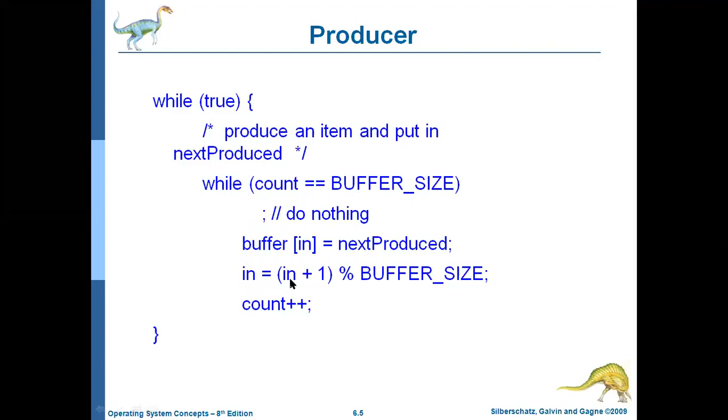In equal to in plus 1. What is in plus 1? I already told you the value of in is 0. So 0 plus 1 means 1. 1 modulo division buffer size 5. 1 modulo division 5 means the remainder is 1. So what is the value of in now? The in value is 1.